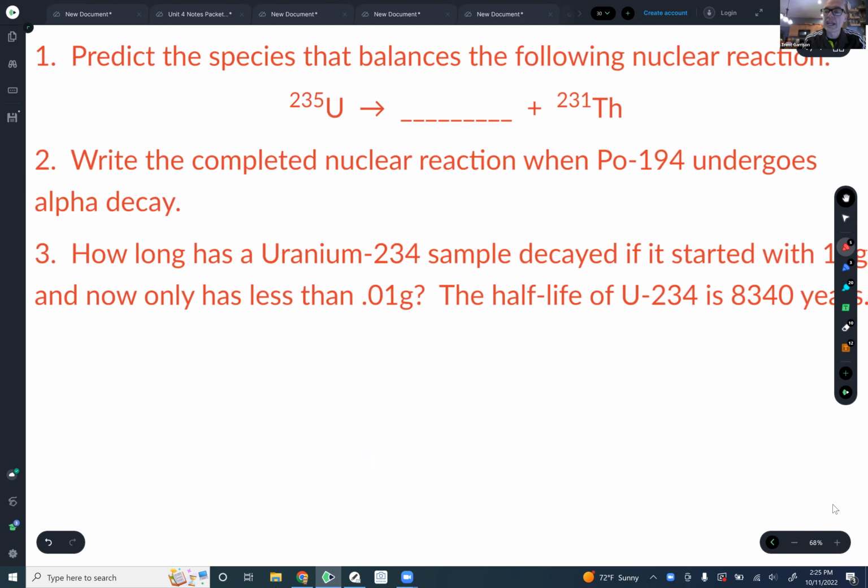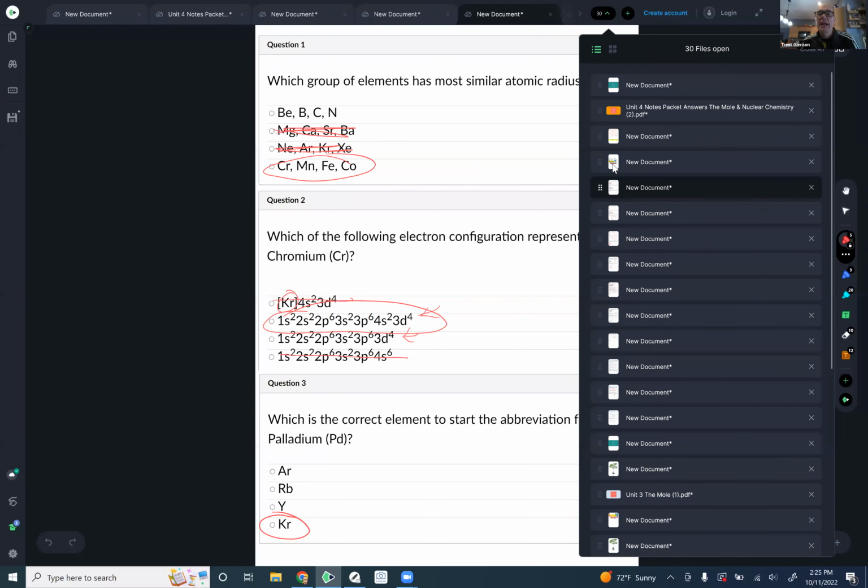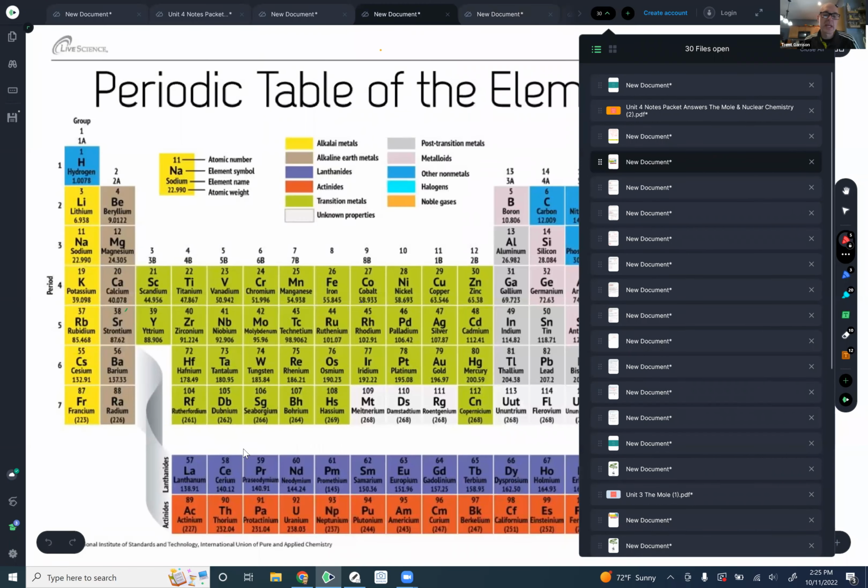We need to understand that uranium is element 92 and thorium is element number 90. How do I verify that? I look at a periodic table, boom. And I look down here at the bottom, uranium is 92 and thorium is 90, right below it down here in orange at the very bottom. Okay, that's now set aside.